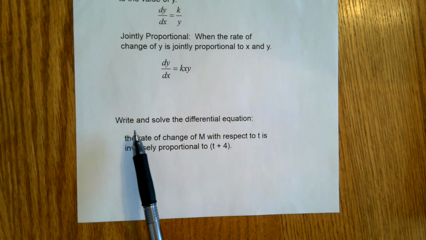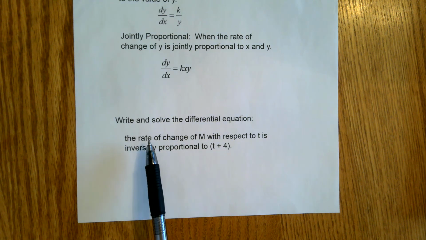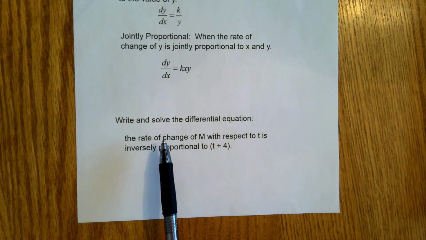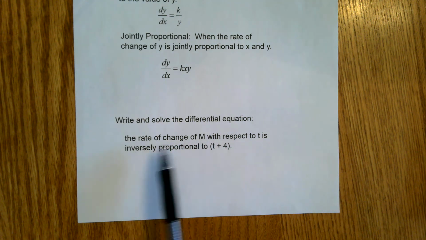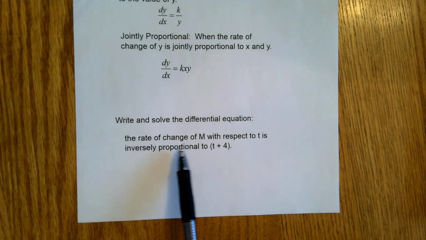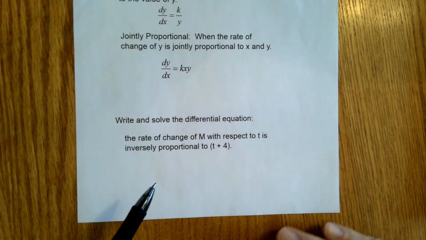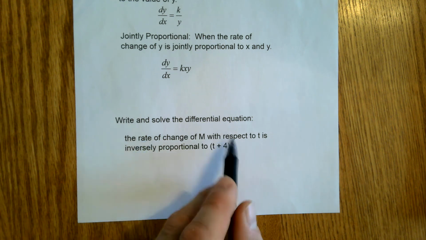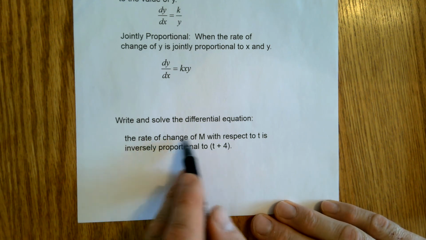So here we're going to ask you to write and solve the differential equation. Here we're going to give you that the rate of change of m, with respect to t, is inversely proportional to t plus 4. So the first thing we're going to do is set up that equation. We had to take these words and write the equation out. What does this mean? The rate of change of m.